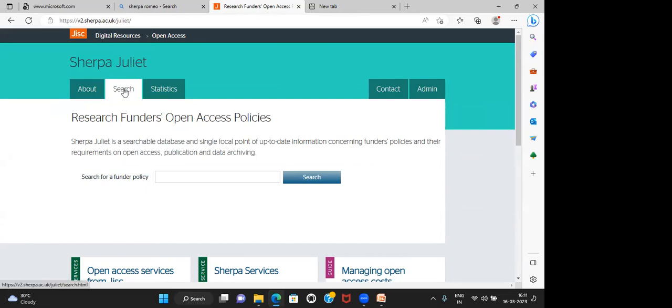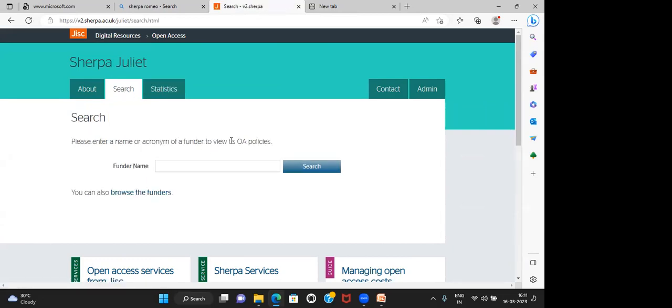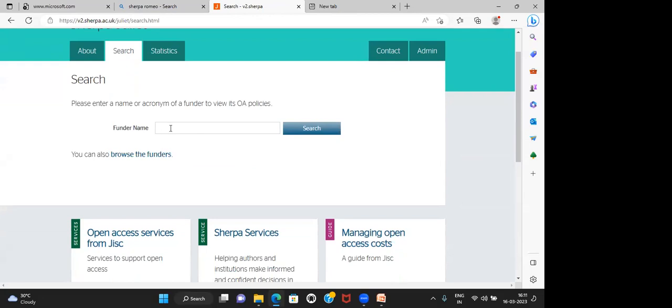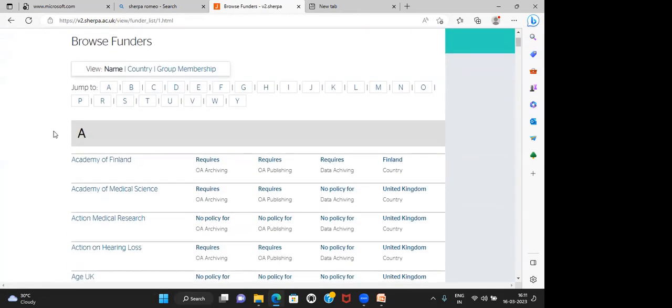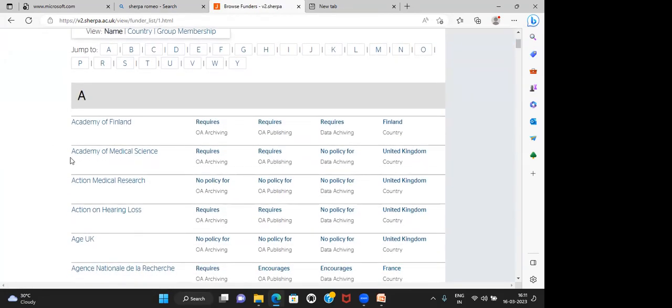So you see, we have to search, you will find the search option. We have to search by the funder's name. And also we can browse the funders. You see the funders, this is the funder's name. Now we see Academy of Finland.